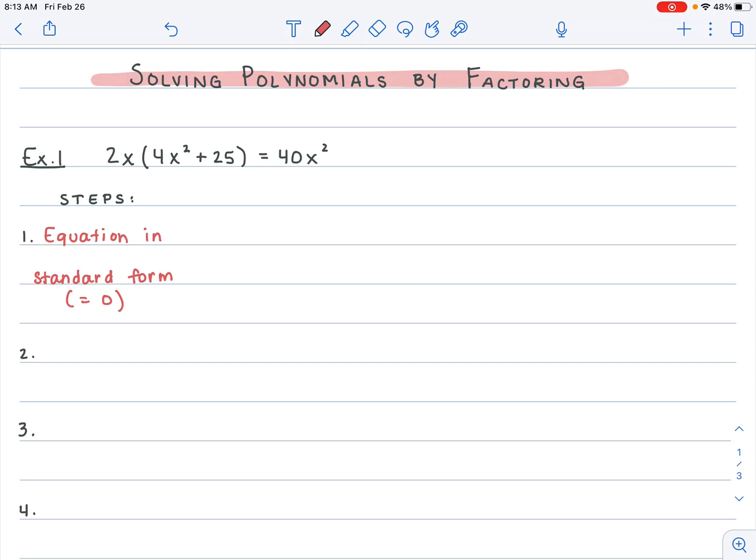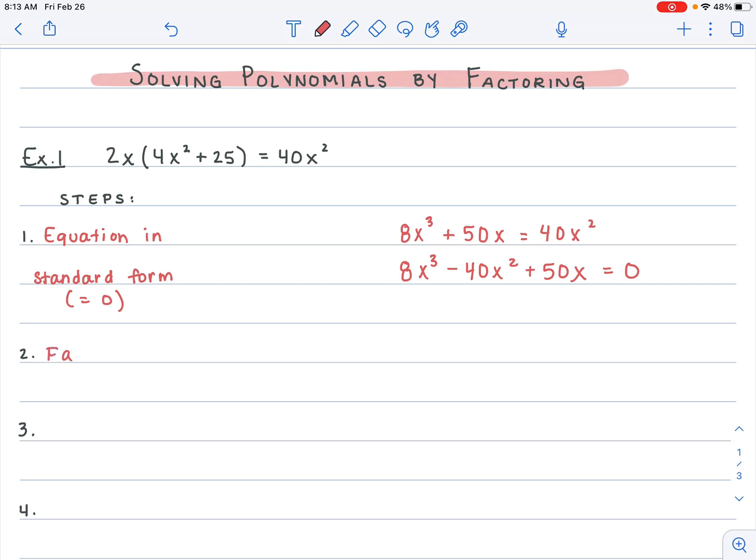So we're going to distribute that 2x. When I distribute that 2x times 4x squared is 8x cubed. 2x times 25 is 50x. Oops, that's supposed to be x cubed. My bad, guys. All right, so now since we have to get it equal to 0, I'm going to move that 40x squared. I'm going to put it in order, so it's going to be 8x cubed minus 40x squared plus 50x equals 0. Okay, so that's step 1, get the equation in standard form.